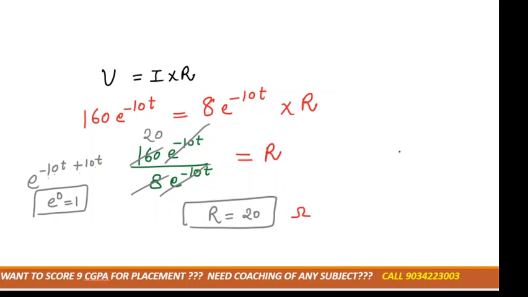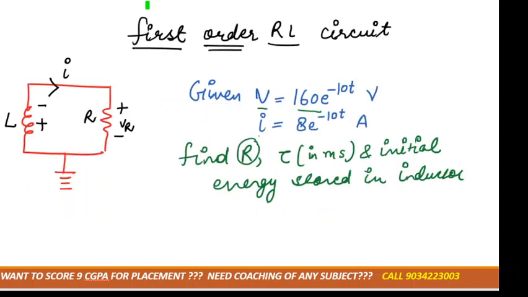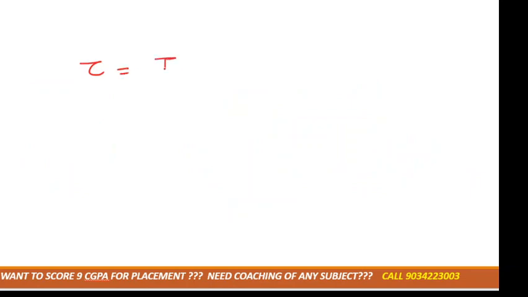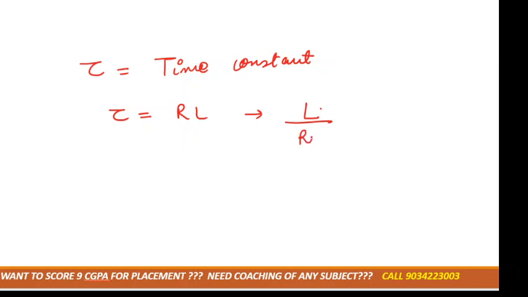Any doubt up to here? So our first part is done, that we have to calculate R. R we got as 20 ohm. Next part in this, we have to calculate tau. As I told you, tau is the time constant. If it is an RL circuit, then tau value is L divided by R equivalent. And if it is an RC circuit, then tau value is R equivalent multiplied by C.